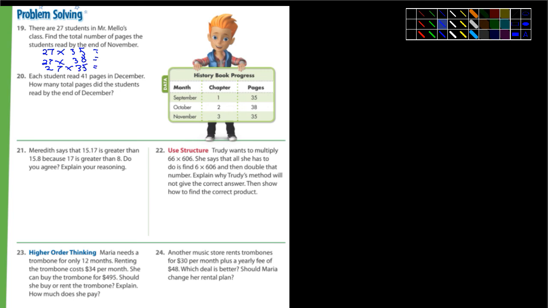All right, and then those three answers, you're going to add those up. And then you'll have your answer to number 19. Number 20, each student read 41 pages in December. They don't have that down there. How many total pages did the students read by the end of December?